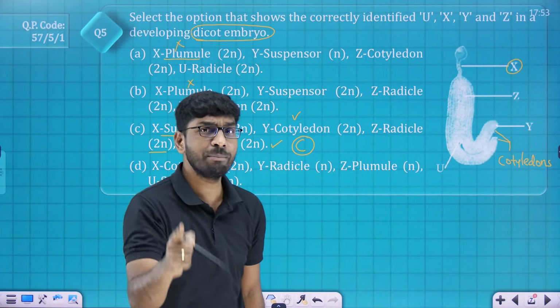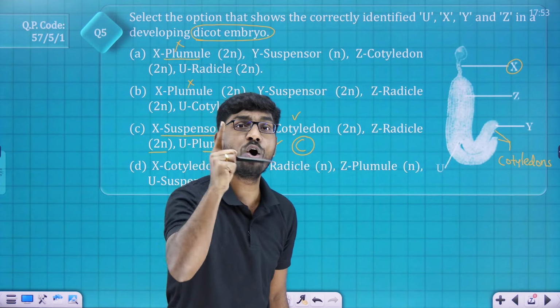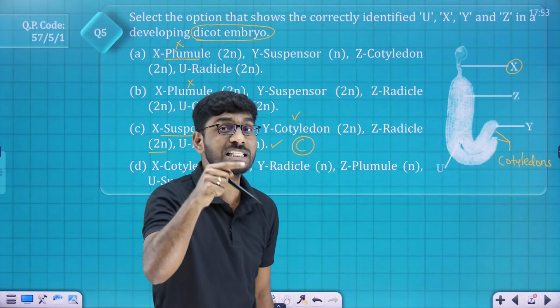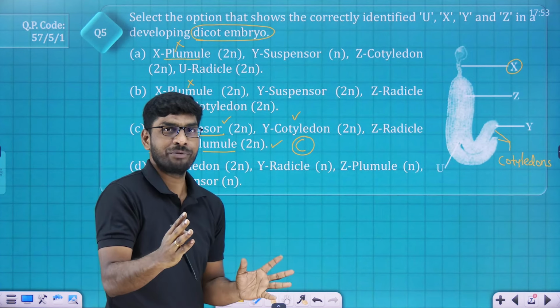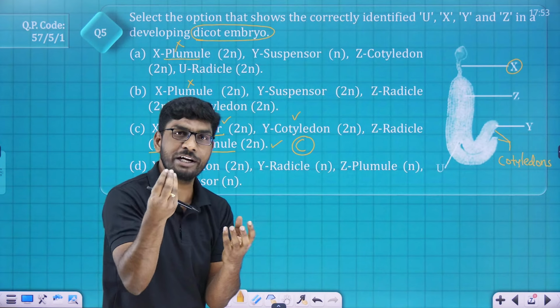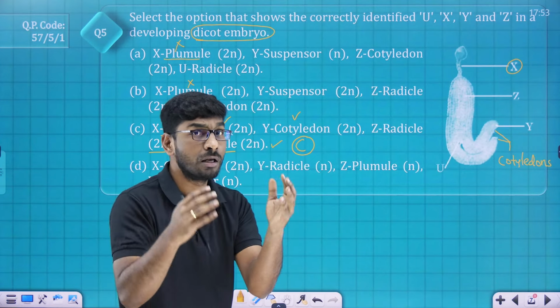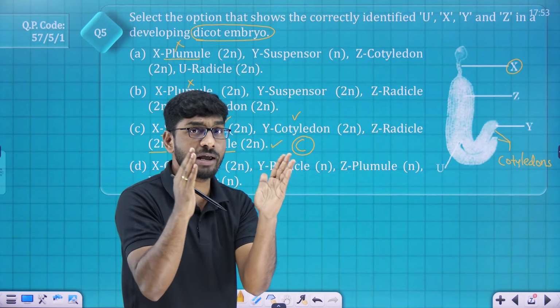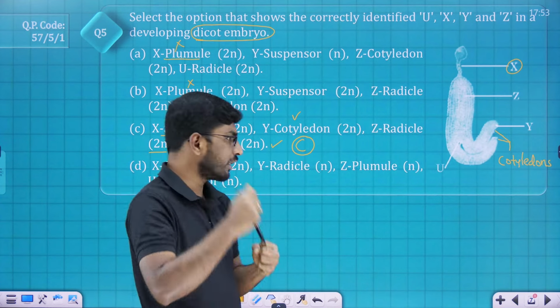Especially monocot embryo structure, dicot embryo structure, thoroughly prepare, and ovule structure, megasporangium structure also thoroughly prepare and go. Practice the diagram. Where is the micropylar end, chalazal end, integuments, raphe, hilum, funicle? These are very, very important parts in the megasporangium or ovule structure. Shall we go to the next question?